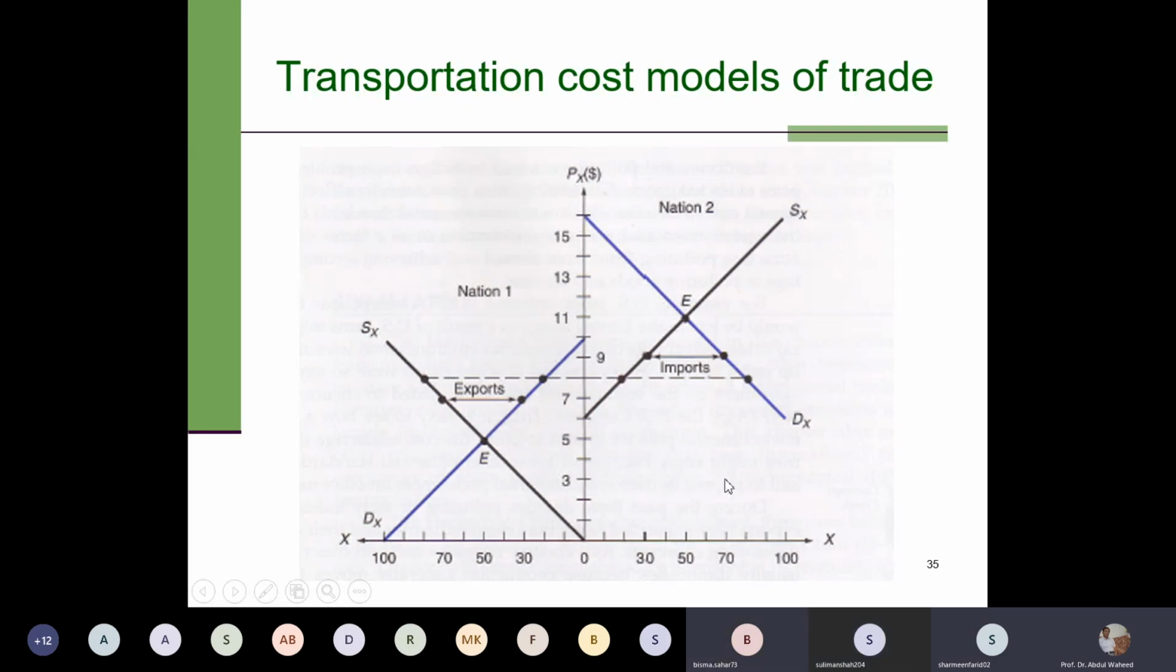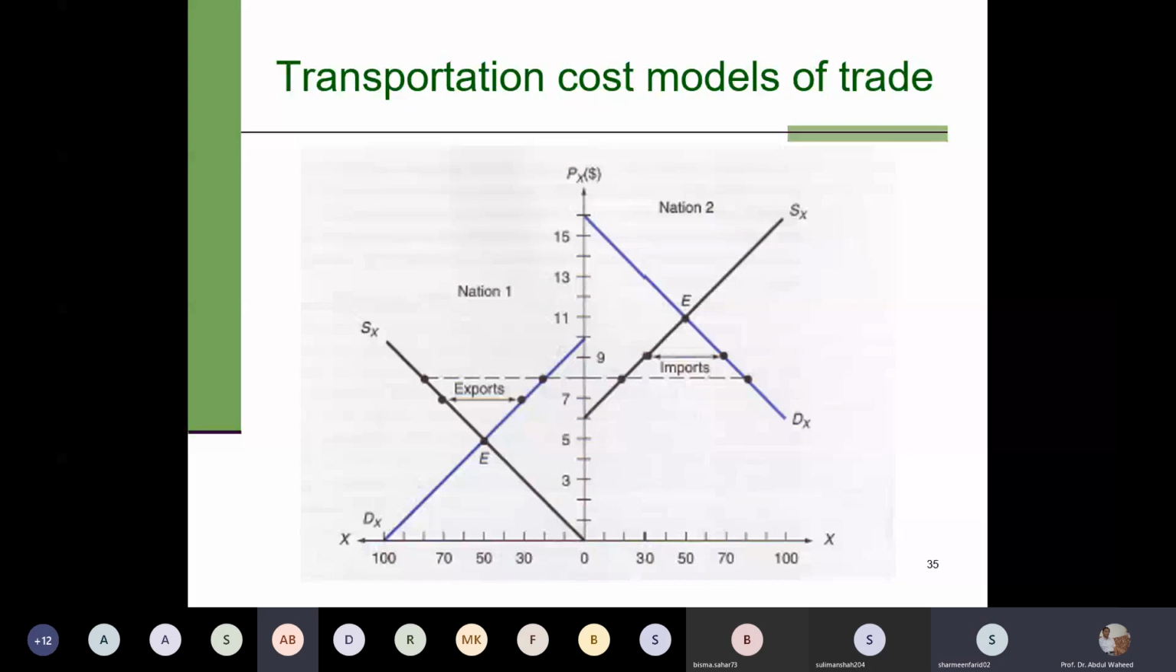This means when the price is $9, at $7 we had in nation 1 an excess supply of 40 units of X, and this would be exported, with $7 plus $2 transportation cost. So quantity supplied in nation 2 is 30, quantity demanded is 70. So 70 minus 30 is 40. Is this 40 excess demand or excess supply? Excess demand.